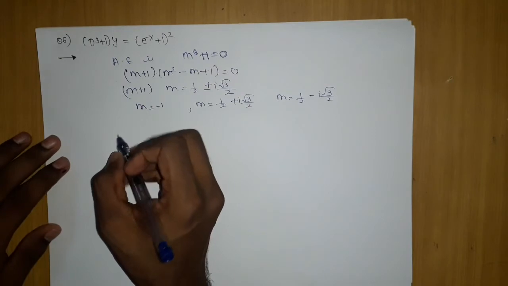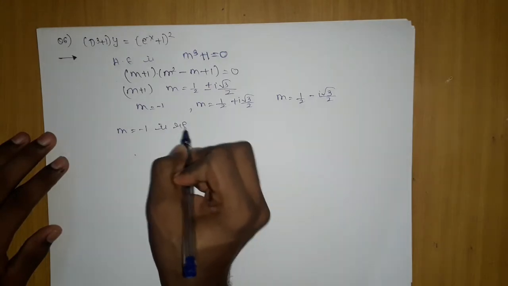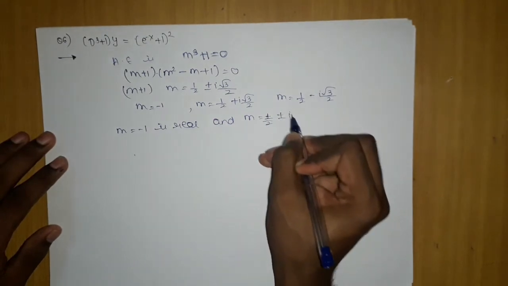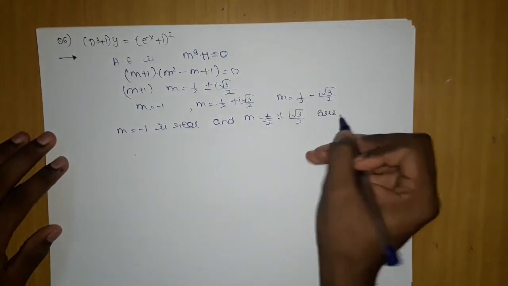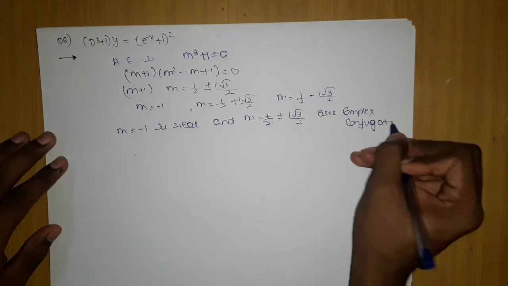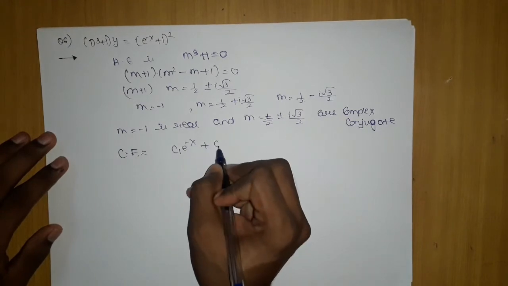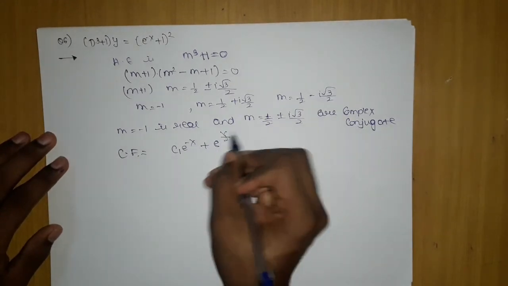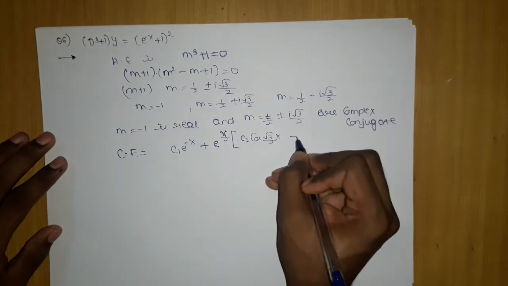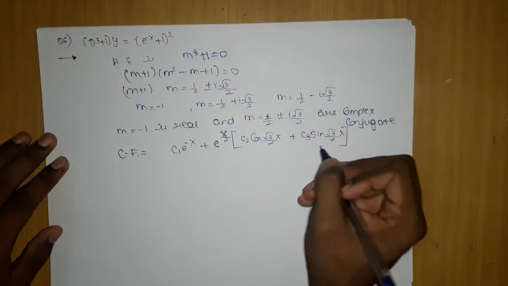So the roots of the auxiliary equation include a complex conjugate pair. m equals minus 1 is real, and m equals 1 by 2 plus minus iota root 3 by 2 are complex conjugates. The complementary function CF will be nothing but C1 e to the power minus x, plus e to the power x by 2, because here it is 1 by 2, bracket, C2 cos root 3 by 2 x plus C3 sin root 3 by 2 x.